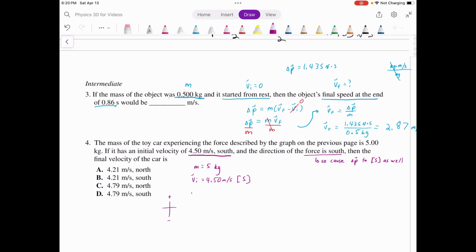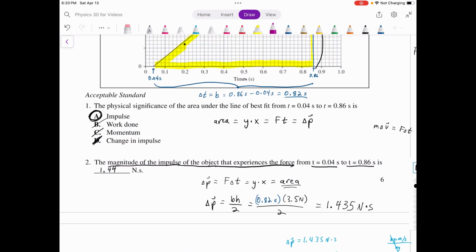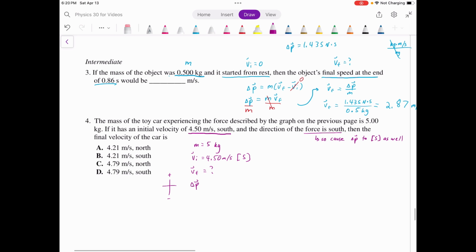So the final velocity of the car is what we want to know. We know that the impulse, we already calculated the impulse using the graph, right? The impulse is 1.435 Newton seconds or kilogram meters per second, okay? However, which direction is that impulse? It's to the south, right? If we push it to the south, we change the momentum to the south. So that's an important detail there, okay? We had to be on our toes for that, because it will change our final answer, right?